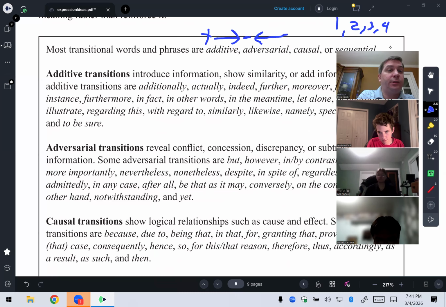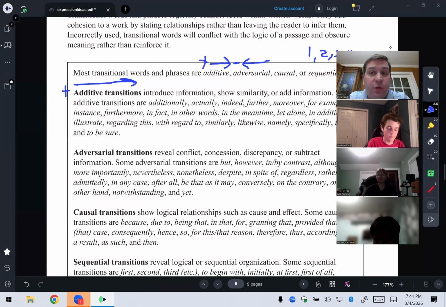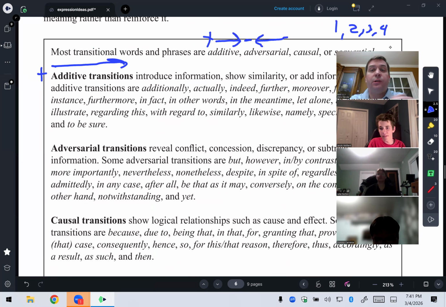All right, additive transitions add things, they move us in the expected direction. We use additive transitions to introduce information, show similarities, or add information. Okay, here are some additive transitions. Additionally, actually, indeed, further, moreover, for example, for instance, furthermore, in fact, in other words, in the meantime, let alone, in addition, to illustrate, regarding this, with regard to, similarly, likewise, namely, specifically, that is, and to be sure.